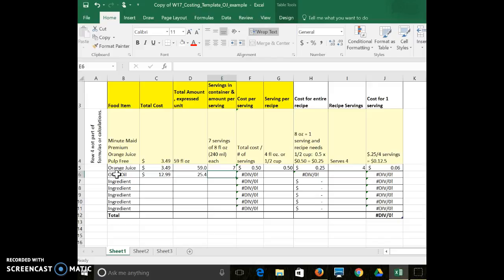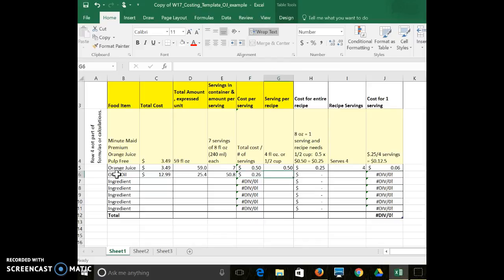So on my own, on a piece of paper, I did the calculations. And so I took that 25.4 fluid ounces, multiplied by 2. So there are 50.8 tablespoons altogether. So that already generates for me the cost per serving.